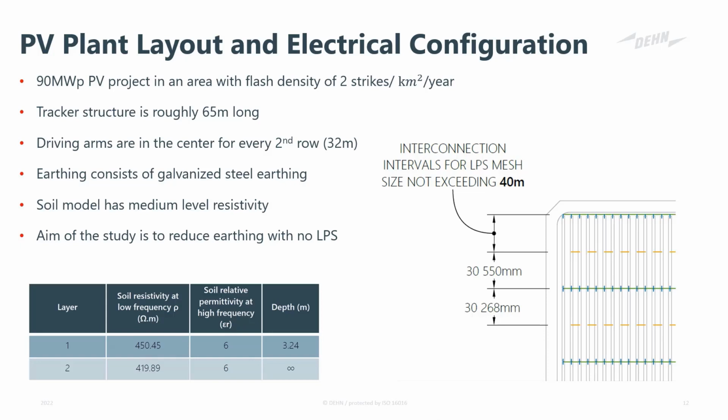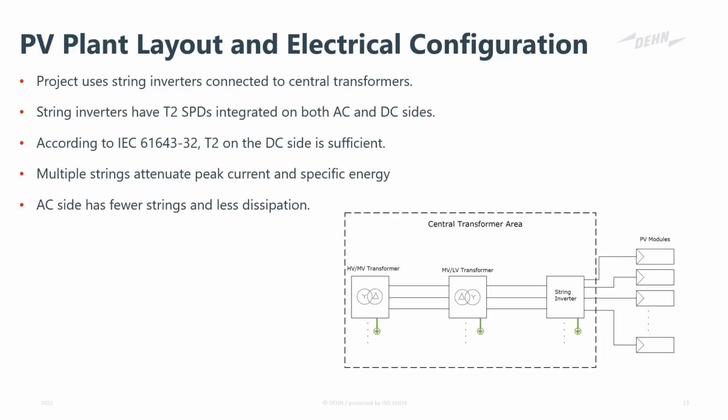The project further from an electrical perspective uses string inverters, as I mentioned. So all the PV modules feed into the string inverter. The string inverter can take up to 24 DC strings. And from the string inverter, it feeds with 3-phase alternating current to a central transformer location. And all these multiple central transformer locations will feed to the high voltage yard where it's connected to the grid.